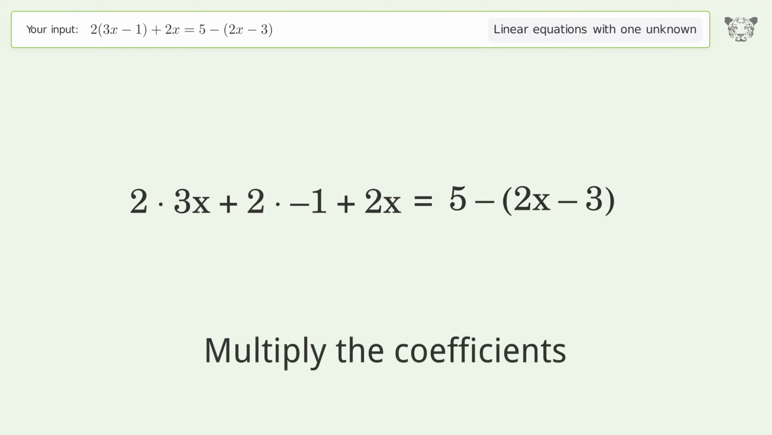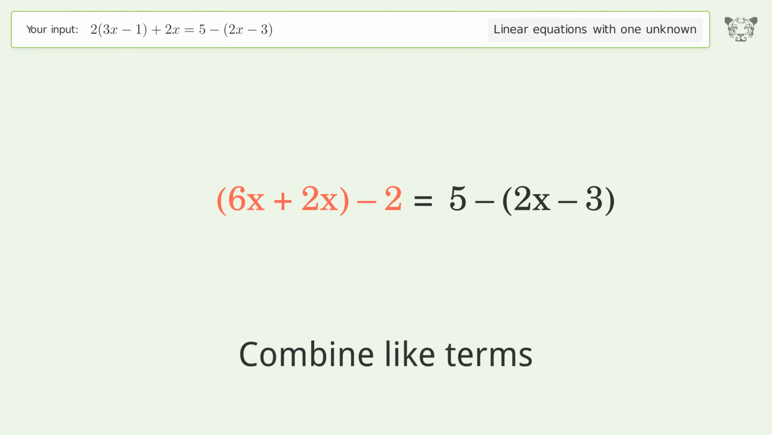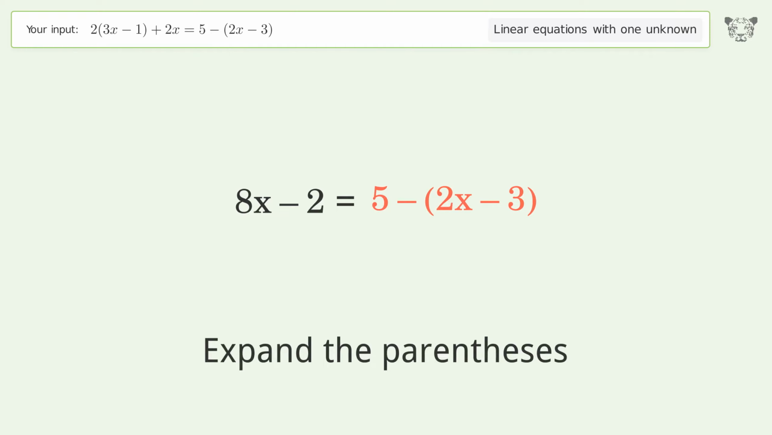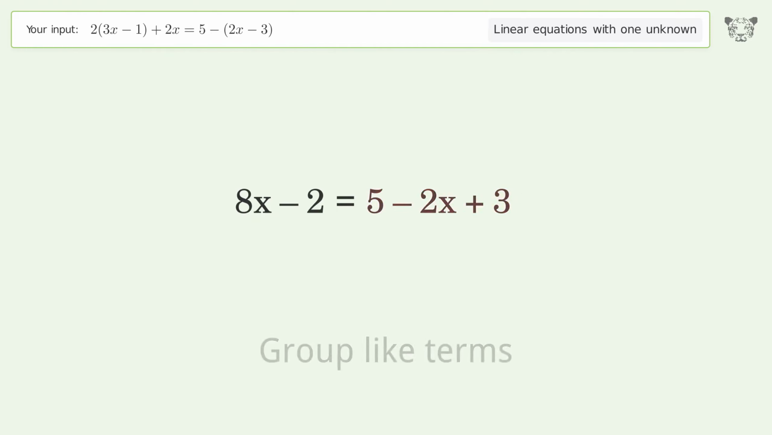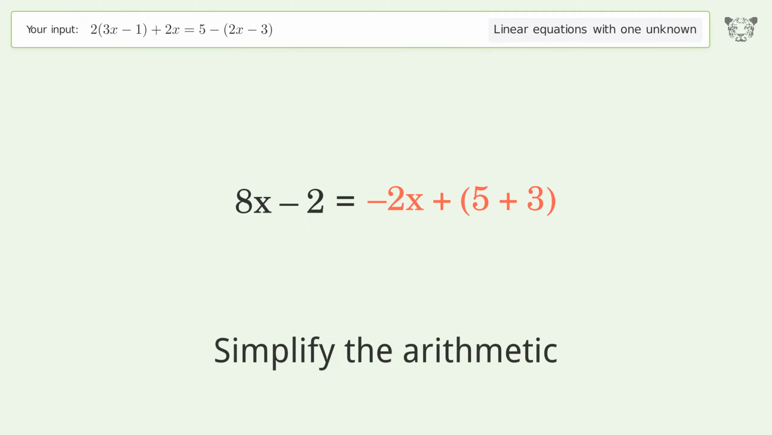Multiply the coefficients. Simplify the arithmetic. Group like terms. Combine like terms. Expand the parentheses. Group like terms. Simplify the arithmetic.